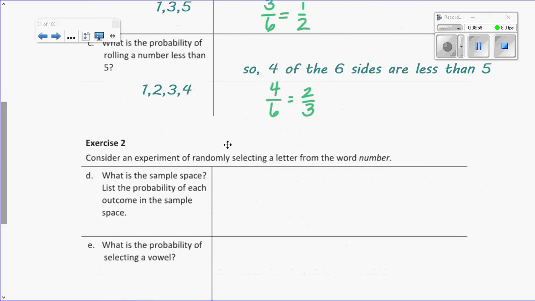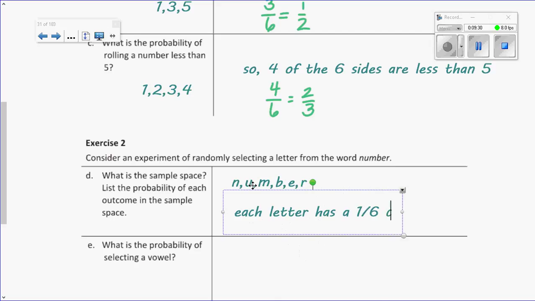All right, how about exercise 2? Consider an experiment of randomly selecting a letter from the word number. The word number has N, and then it has U, and then it has M, and then it has B, and then E, and then R. None of those repeated, so all 6 of those are different. And then each letter has a 1/6 chance of being selected.